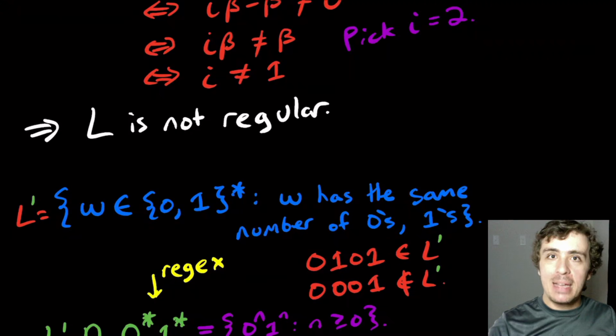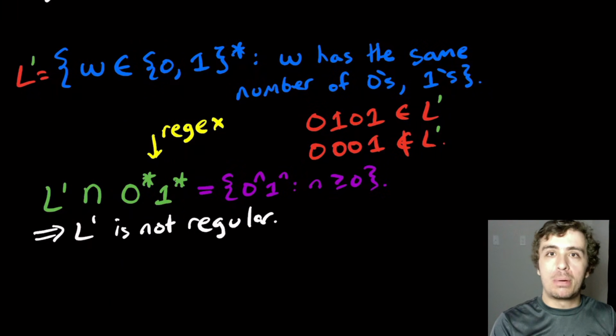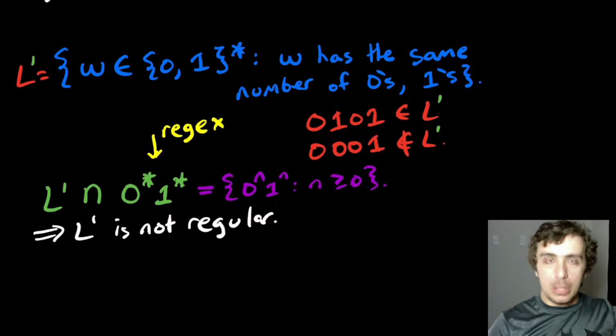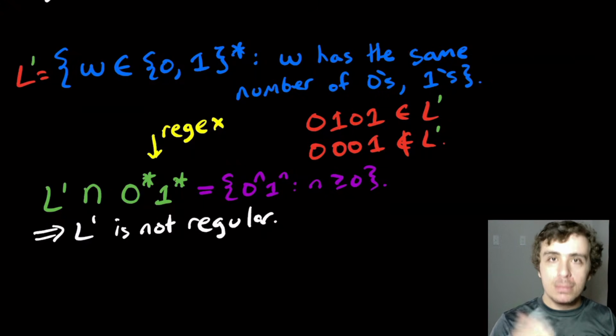So my advice is, try to use either closure properties or adapt the proof of some other language to use for this language. And it turns out to be very, very powerful.